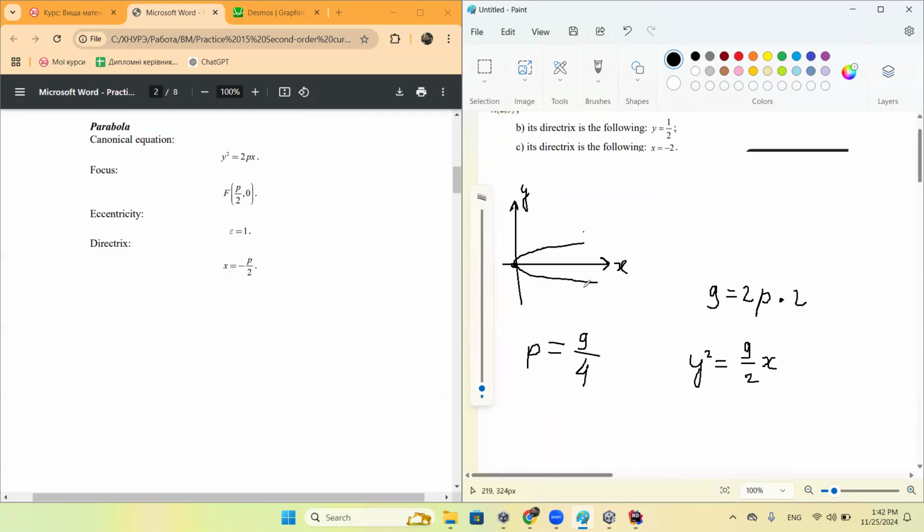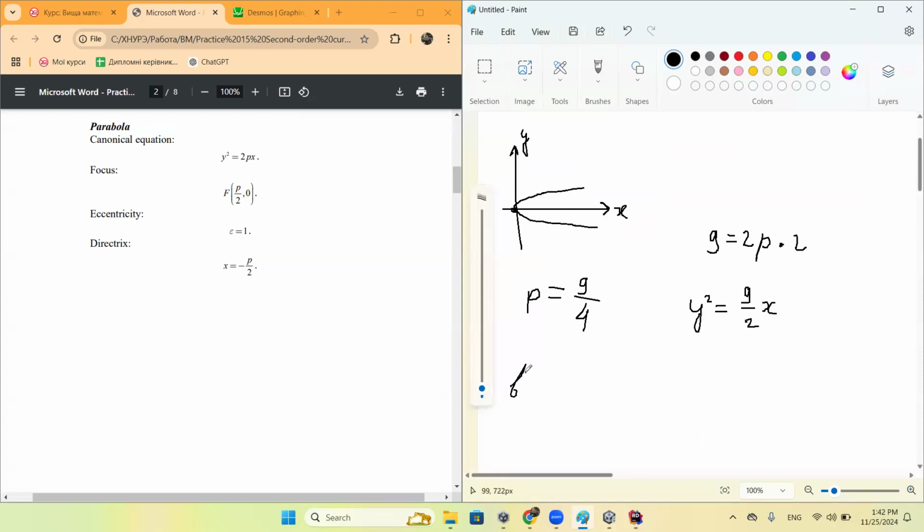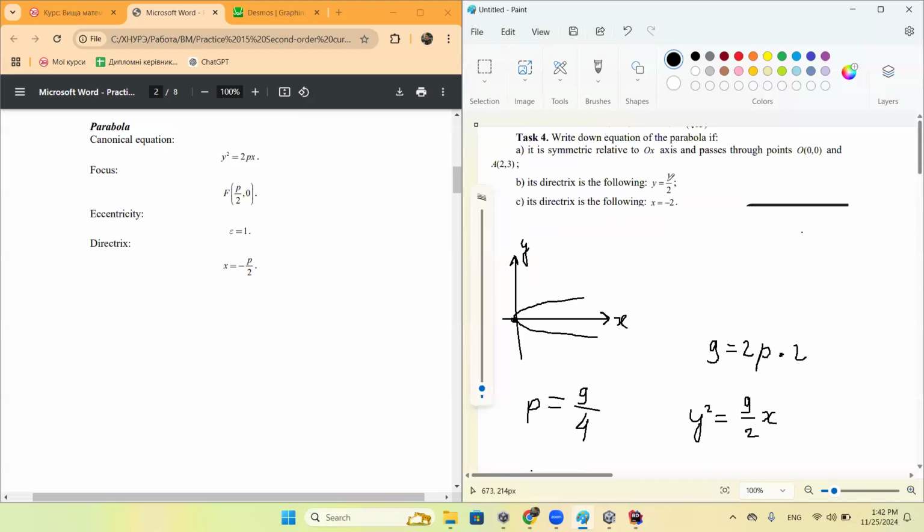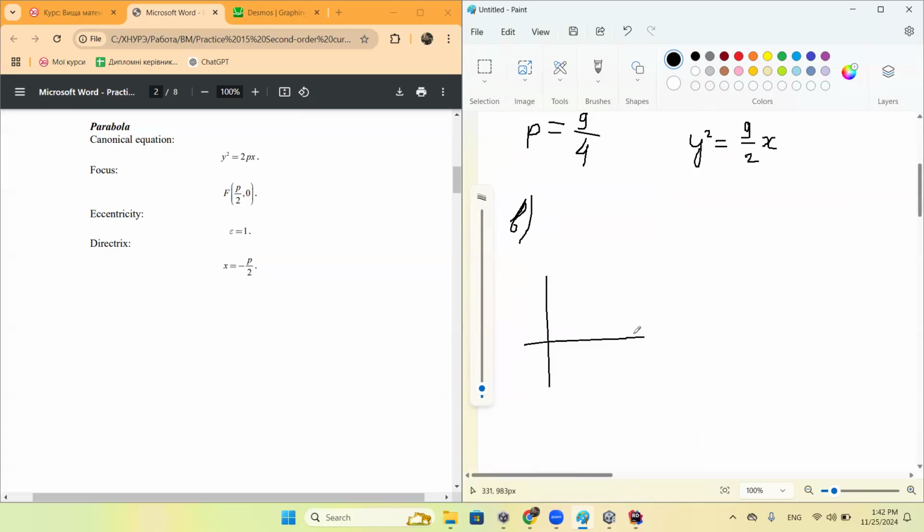Well, the next. So B, we need also to find the parameter p. But here be attentive. So the directrix is the following: y equals 1 by 2. So it means that the parabola is the following, like this. So it passes through the beginning of coordinates, but so its location is the following.